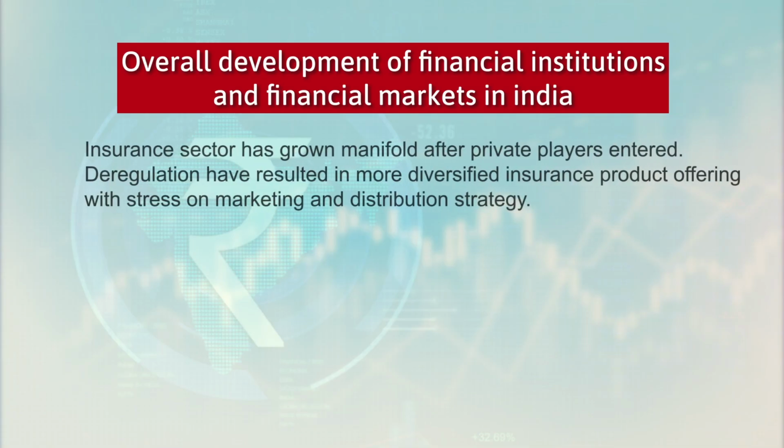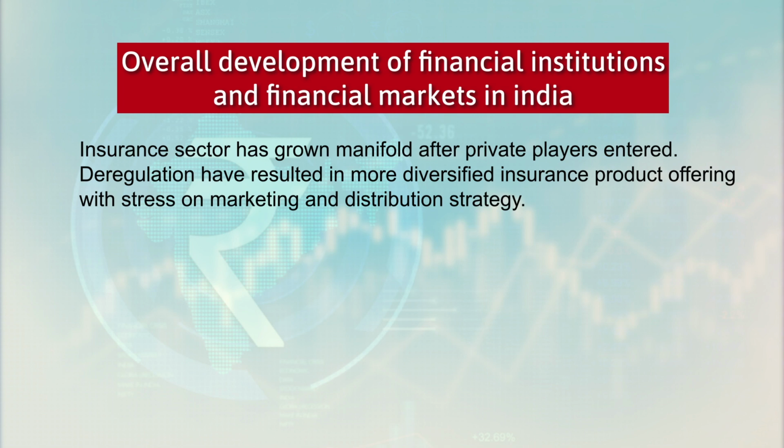Previously, only 11% of the Indian population was under the coverage of pension. But now the NPS, the new pension scheme, strives to include as many people as possible under the scheme, so that social security can be made stronger for them. The insurance sector has also grown manifold after private players have entered this area. Deregulation has resulted in more diversified insurance product offerings with stress on marketing and distribution strategy.